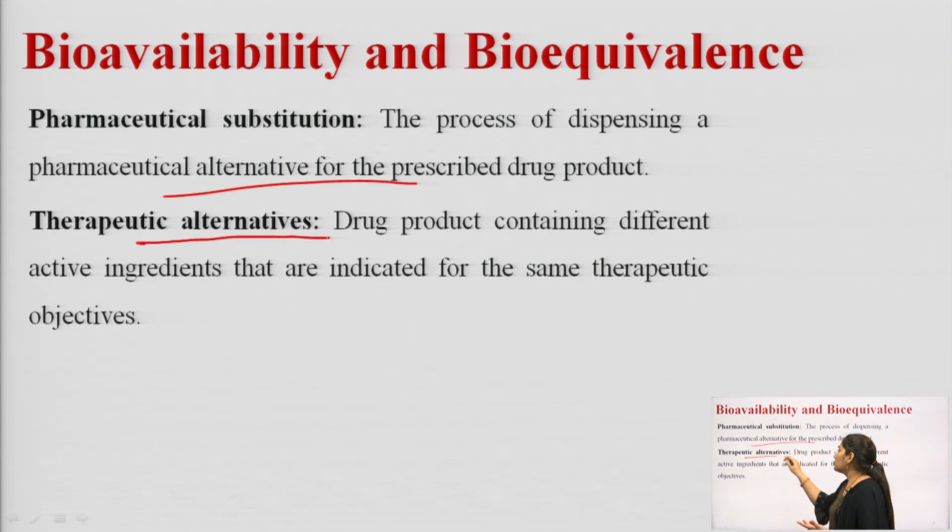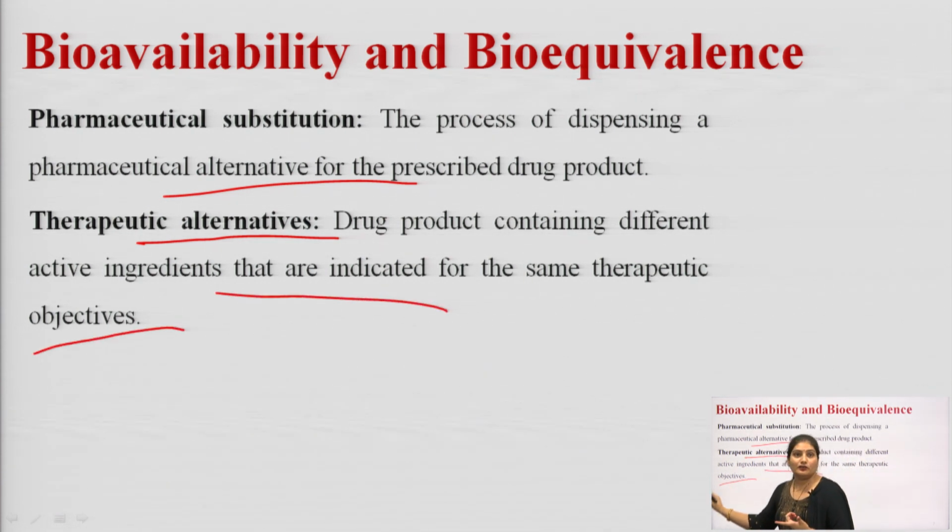Next is the therapeutic alternative, which means the drug product containing a different active ingredient that is indicated for the same therapeutic objective. Okay, it means the API is different, but its indication or objective is the same, then it is called the therapeutic alternative. Okay, these are some definitions that are related to bioavailability and bioequivalence.